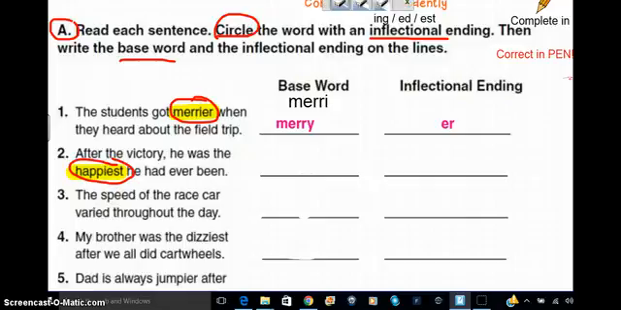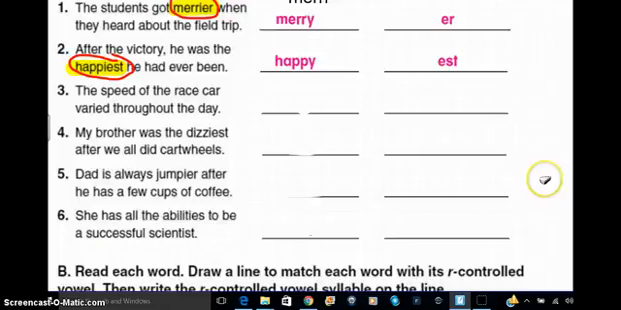So this one's a little bit easier. What is my root or base word? Happy, ended in a Y. What was the inflectional ending? How did I change the ending? I added EST. You got it now? You ready? So now here you go. You can do the rest on your own. Miss N will be reading 3 through 6. Otherwise, you can go on your own.